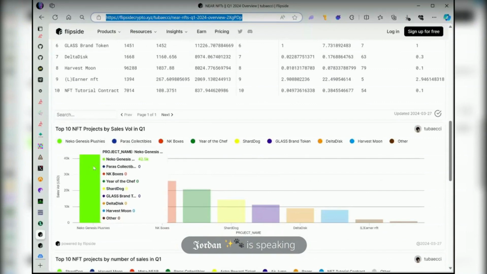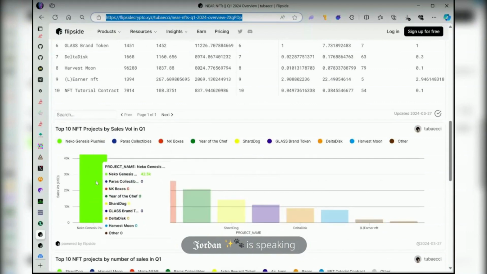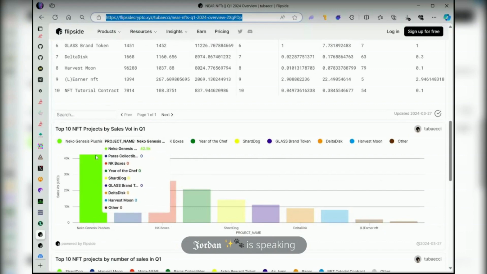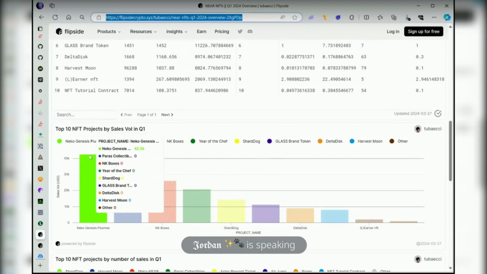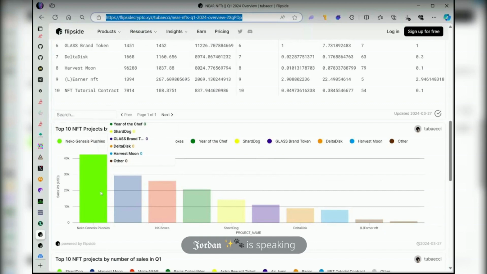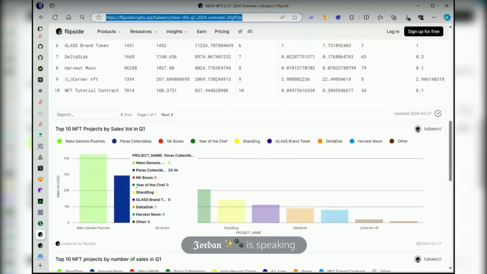So which NFT collections were popular in Q1 of 2024? People were really into the Neko Genesis plushies. And Neko is another community where with their cat tokens, you can stake them and earn more of this Neko. And they also did this plushie where if you bought this NFT, then you would get an actual stuffed animal. So that one was pretty popular because everybody wanted a cute stuffed animal.